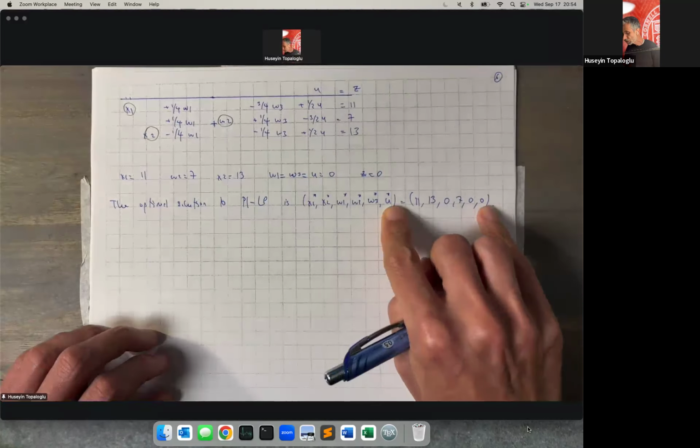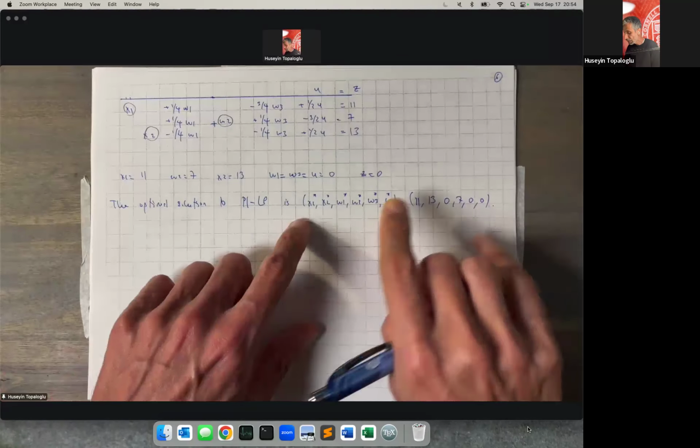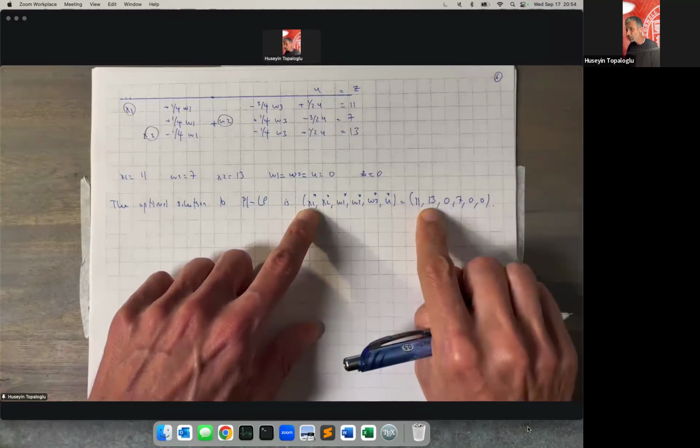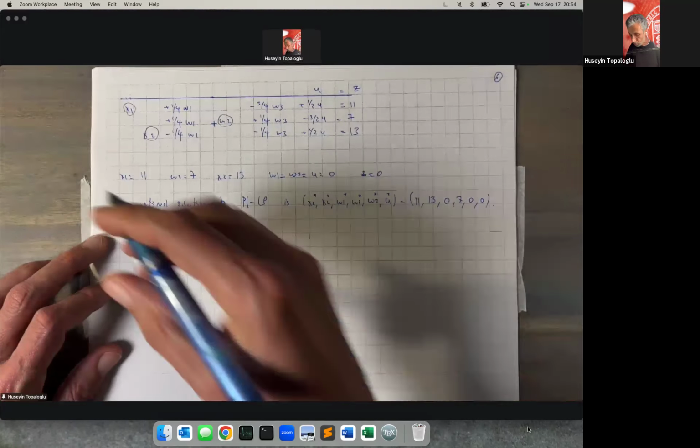Do I have u star equals 0 in the optimal solution to the phase-1 linear program? Yes. Then it means that x1 equals 11 and x2 equals 13 must be a feasible solution to the original linear program that we would like to solve.